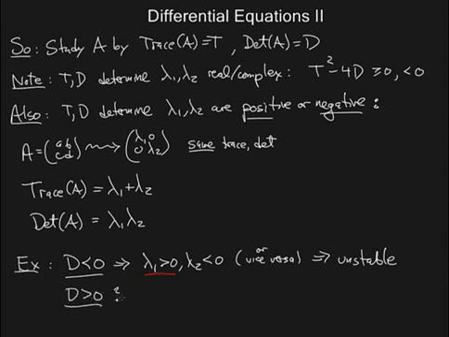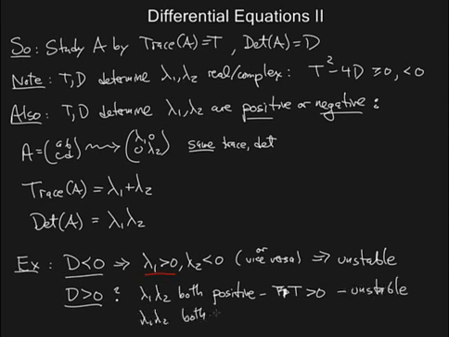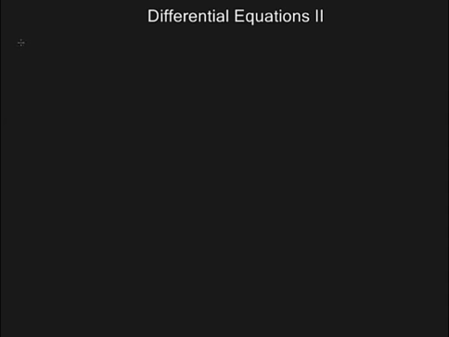If the determinant is greater than 0, how can that happen? Well, they could both be positive or both be negative. And to tell that, you look at the trace. If the trace is positive, it's unstable because they're both positive, and if the trace is negative, then it's stable. So the sign of the determinant and the trace determine stability.